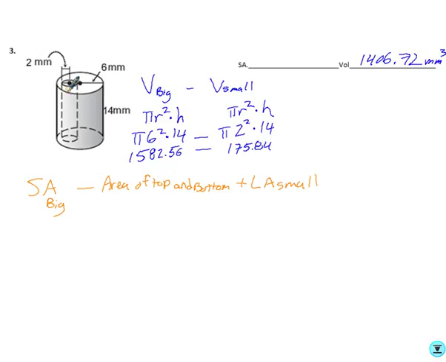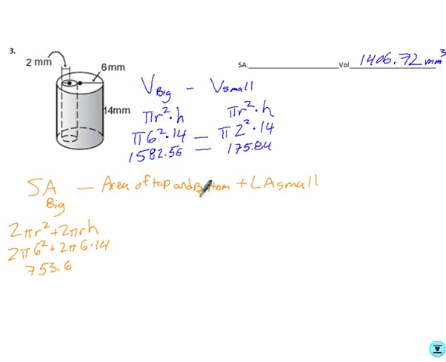The surface area of the big cylinder uses the formula 2 pi r squared plus 2 pi r h. Let's fill those numbers in. So 2 pi, the radius of the big one is 6, plus 2 pi 6 times 14. When I simplify all of that out, I get 753.6.